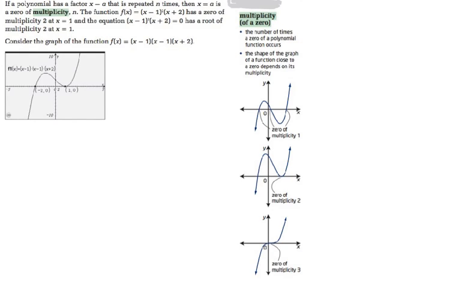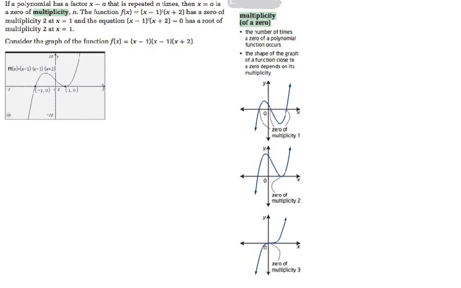So now that we've dealt with the end behavior of a polynomial function, that helps us tell what degree it is, what sign the leading coefficient is. Now we're going to look at the zero behavior. What happens when the graph touches the x-axis? Well, there are three different situations we're going to deal with.